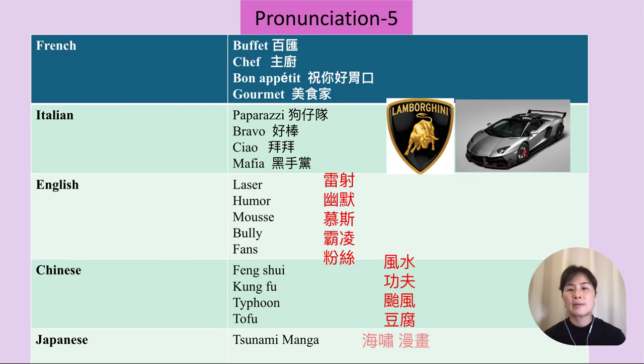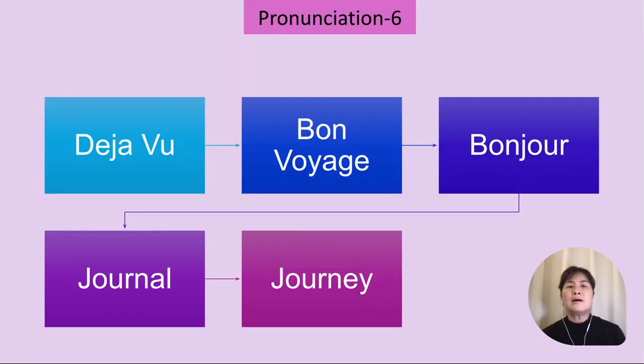Next, I'll give you one more example to show the relationship between French and English. In French, we say déjà vu to show you see something for the first time, but it seems like you are very familiar with that. So we call that a déjà vu experience. Or bon voyage. Bon in French means good, voyage is like a trip. So bon voyage actually means have a nice trip. And bonjour means good day. So jour actually refers to day.